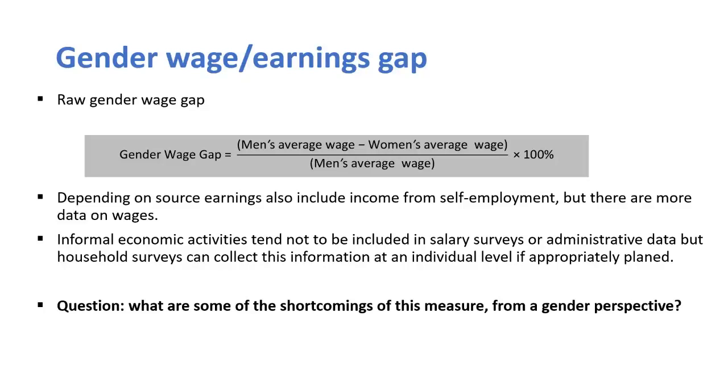Now, let's talk about the gender wage and earning gap. So here we put the formula to calculate the gender wage gap. The gender wage gap is the difference between men's average wage and women's average wage, divided by the men's average wage, times 100%, which will give you the raw gender gap.